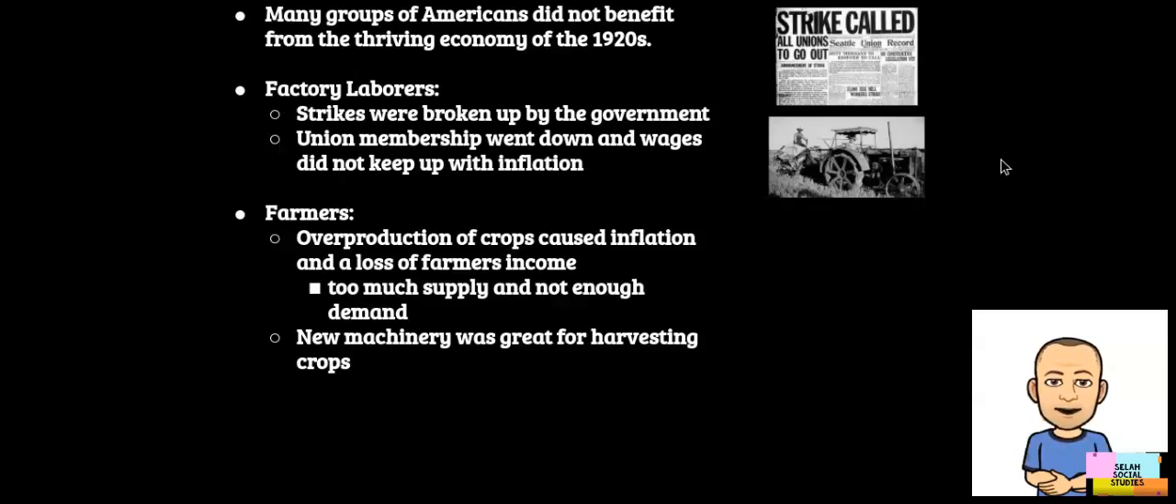A second group of Americans who suffered during the 1920s were farmers. The new inventions of machinery allowed farmers to harvest their crops a lot faster than they ever did before, allowing them to harvest a lot more. And unfortunately, this led to an overproduction of crops. With a supply that was too high and a demand that was too low, farmers caused an inflation on their products, which led to a loss of farmer income.